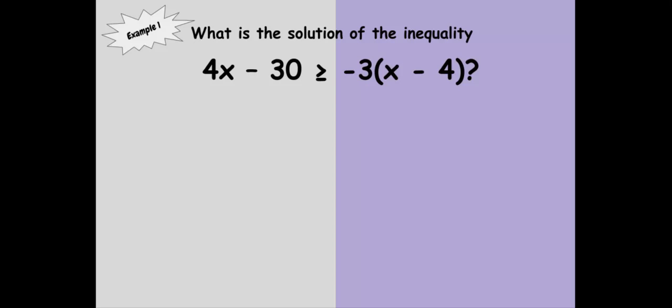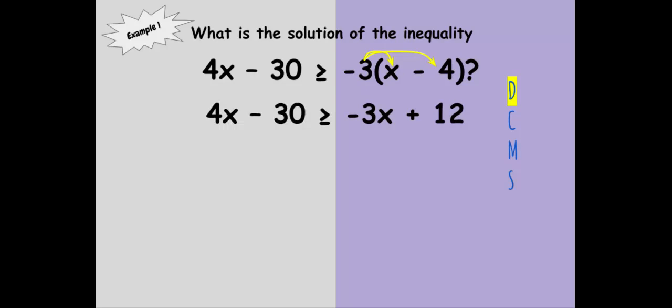So example number 1, what is the solution of the inequality 4x minus 30 is greater than or equal to negative 3 times (x minus 4)? So when we attack these, we always write down DCMS and ask ourselves, is there distributing? And the answer is yes. We're going to distribute negative 3 to x and negative 3 to negative 4, and we would get negative 3x plus 12. Bring everything else down.